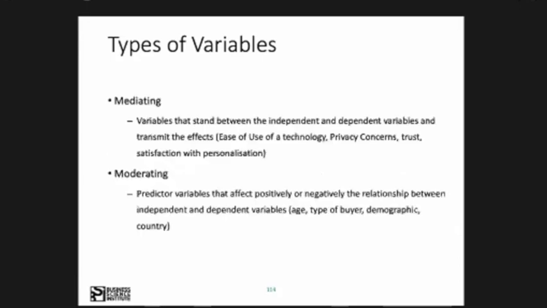firm performance. We have the mediating variables, which are variables that stand between independent and dependent variables and transmit the effects, for example, ease of use of a technology, privacy concerns, trust, satisfaction with personalization. So they mediate the impact of the independent variable on the dependent variable. And we have the moderating variables, which are predictor variables that affect positively or negatively the relationship between the independent and dependent variables. For example, age.